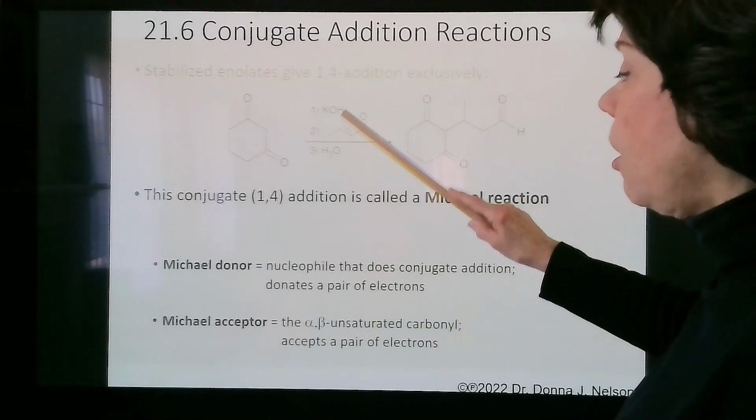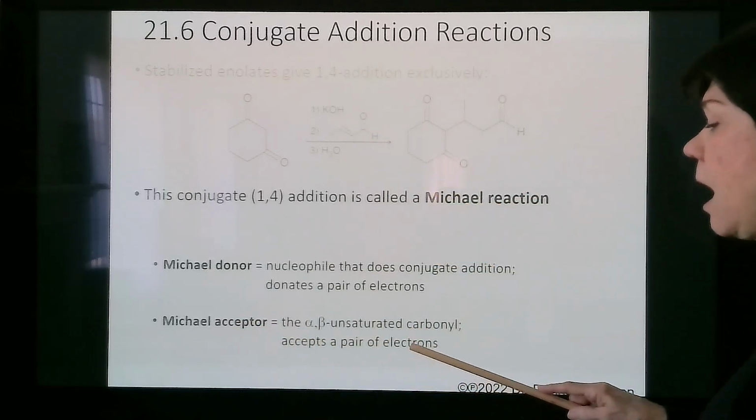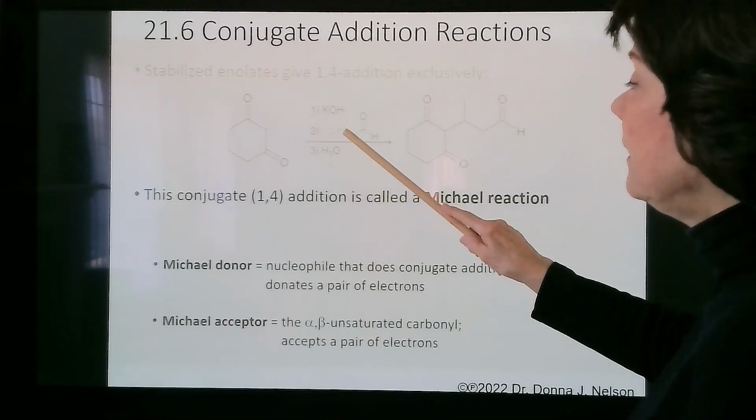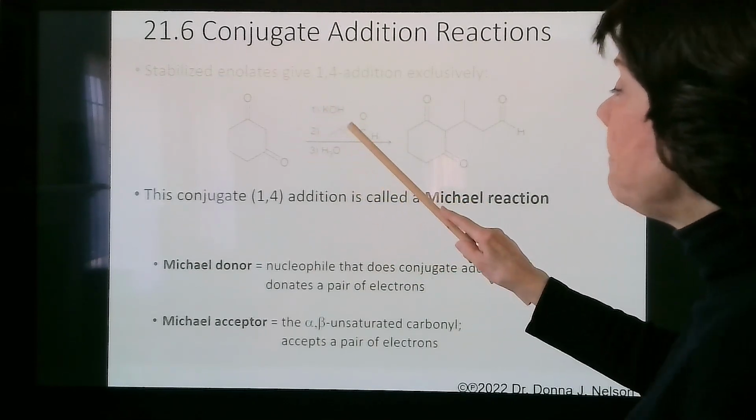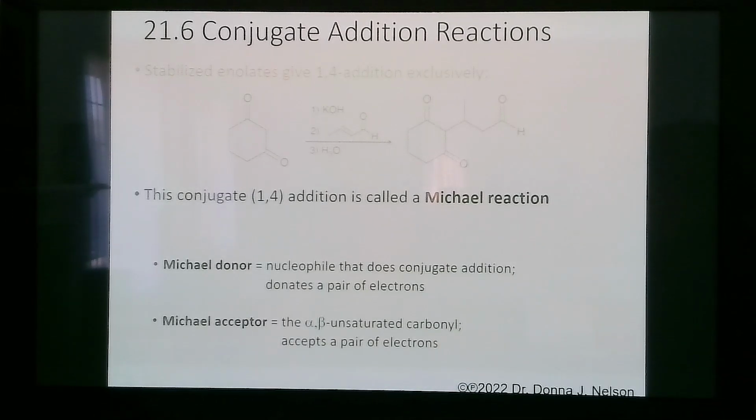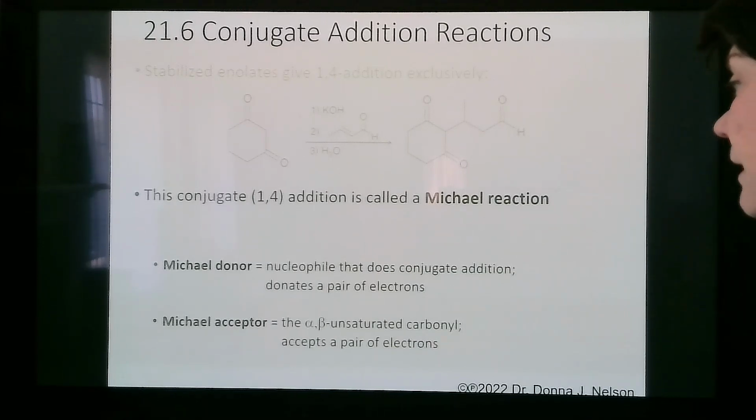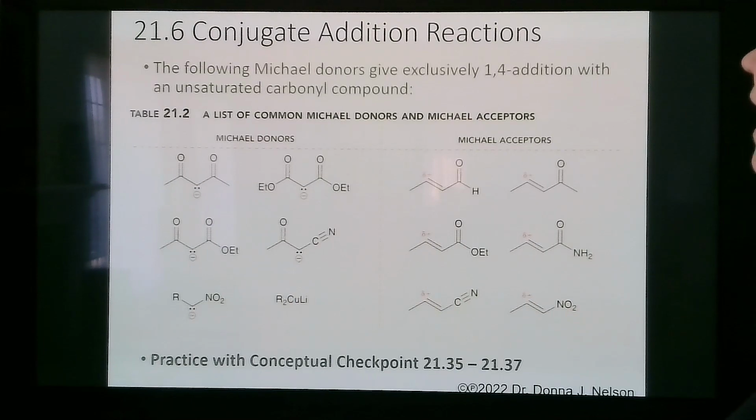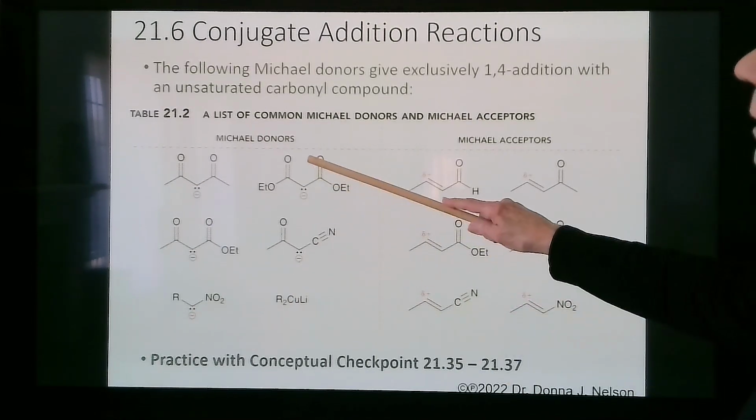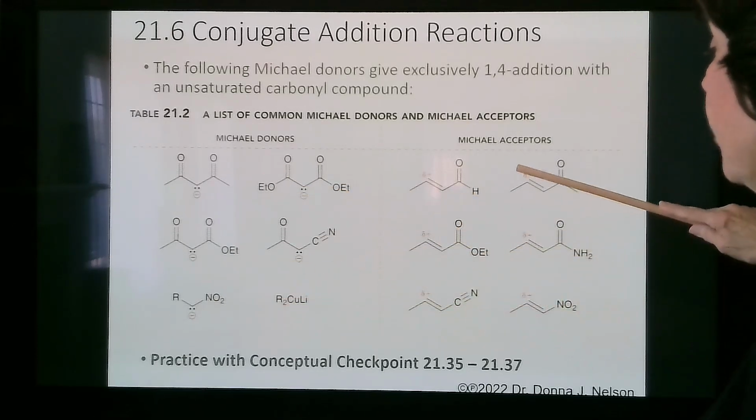Then over here, this is called a Michael acceptor because it's accepting a pair of electrons. The pair of electrons comes in and it is attacked. This Michael acceptor, the alpha-beta unsaturated carbonyl, is accepting the pair of electrons. And so you can think of the terminology as sort of similar to the terminology in the Lewis acid and Lewis base discussions. So it's accepting a pair of electrons or donating a pair of electrons. So now we have a list of Michael addition donors and Michael addition acceptors.